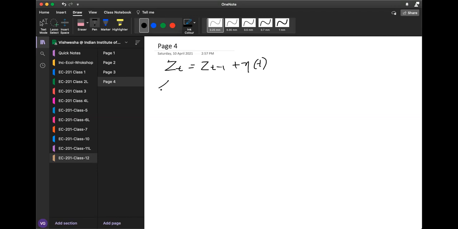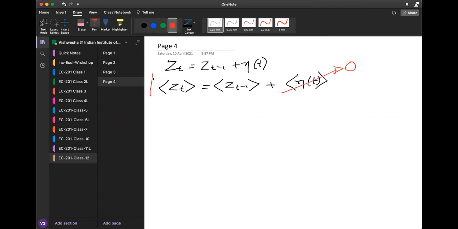Therefore I can also define a mean for z_t. Is that right? What will be the mean for z_t? Mean of z_t is the mean of z_{t-1} plus the mean of eta_t. Is that fine? What is the mean of eta_t? That is 0. What does that mean? The mean location at time t is the same as the mean location at time t minus 1. Do you agree?